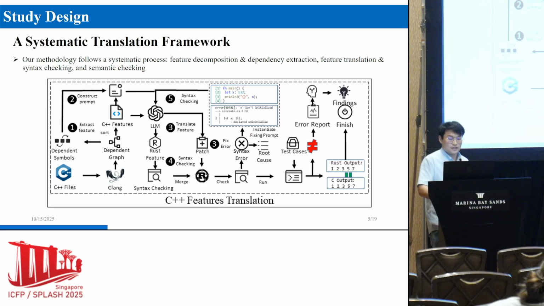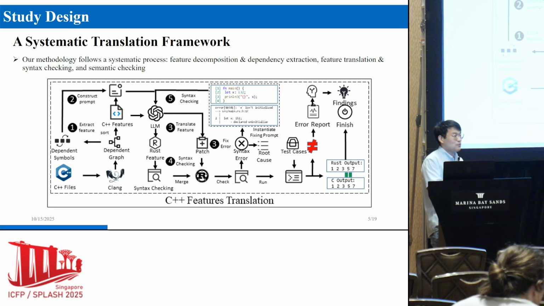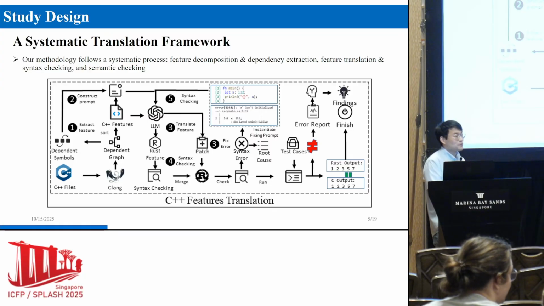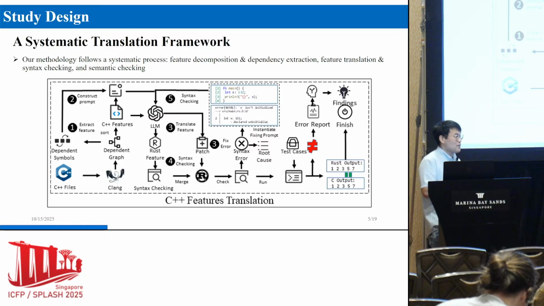Then we follow with feature translation and syntax checking. Then the final element is semantic checking. We need to ensure that the C++ code and the Rust code can generate the same output when we provide the same input.